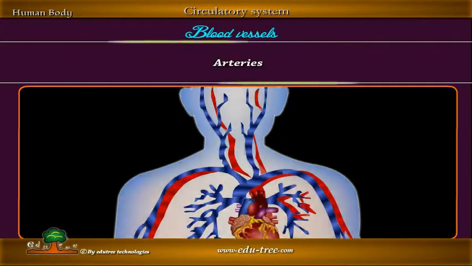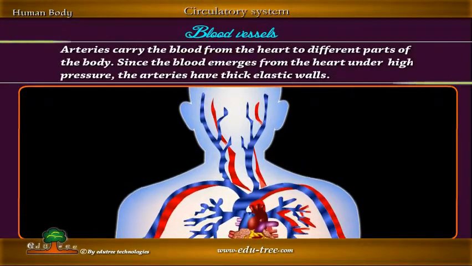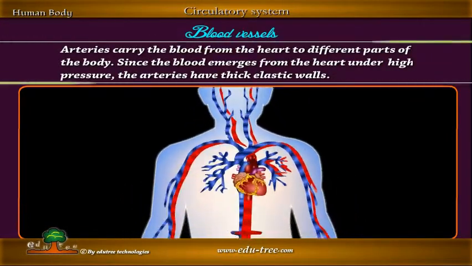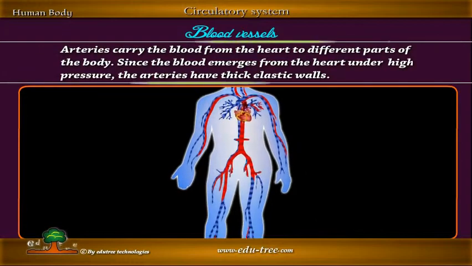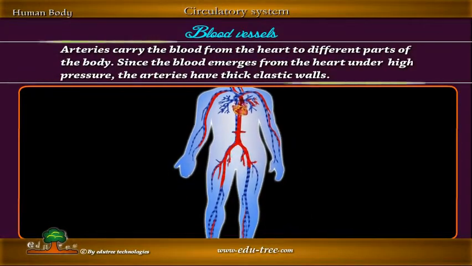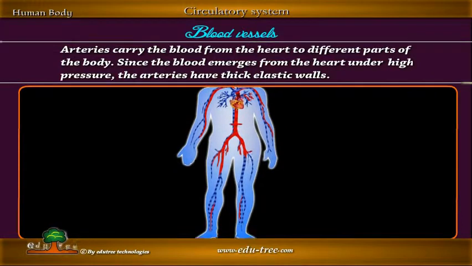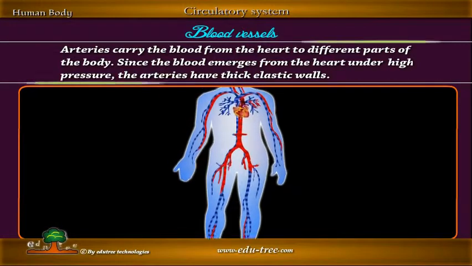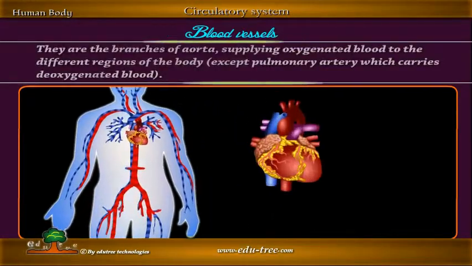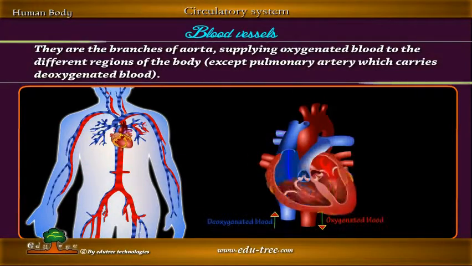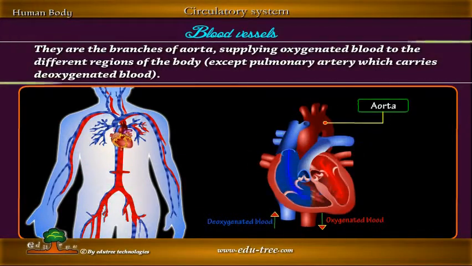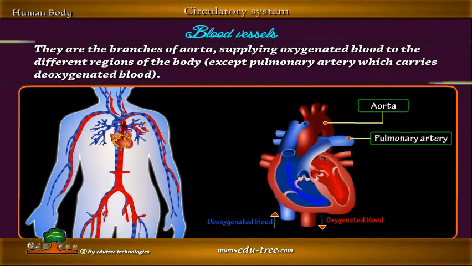Arteries. Arteries carry the blood from the heart to different parts of the body. Since the blood emerges from the heart under high pressure, the arteries have thick elastic walls. They are the branches of the aorta, supplying oxygenated blood to the different regions of the body, except the pulmonary artery, which carries deoxygenated blood.